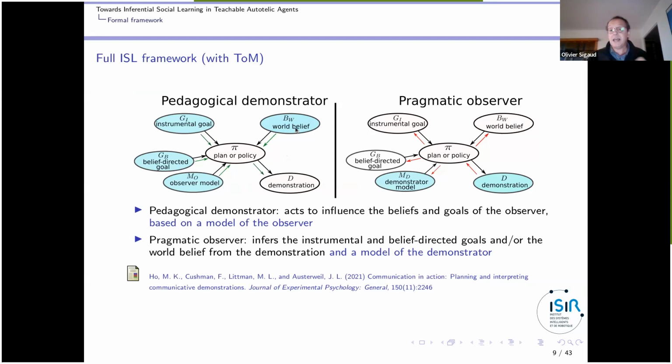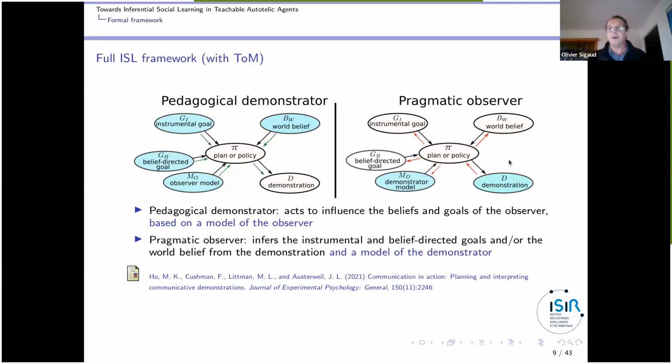He may have some goals that he wants to be achieved in the real world, but he may also have some goal which is directed towards the belief of the observer. Okay, he wants the observer to believe something. He may also have some model of the observer, and based on all these elements, the demonstrator may have a policy that will generate some demonstration. That demonstration would be designed so that the observer will believe something and that some instrumental goal will be achieved.